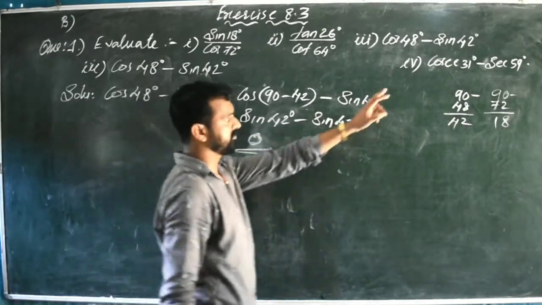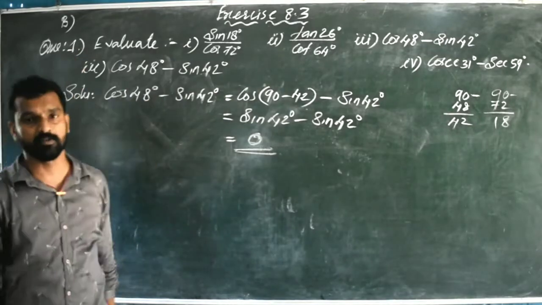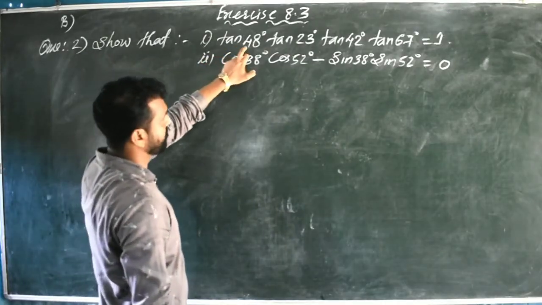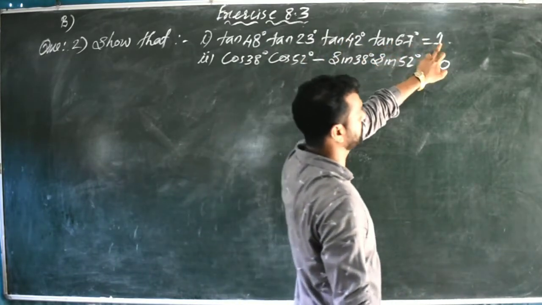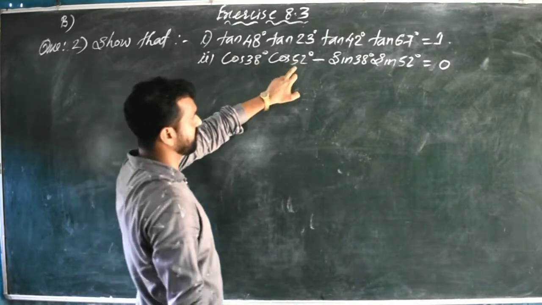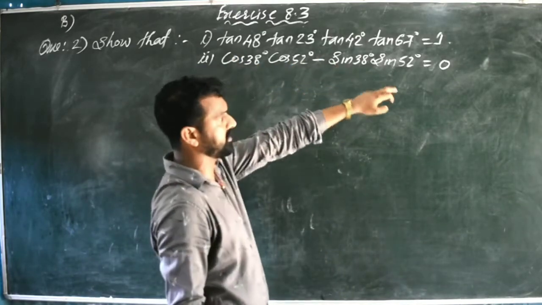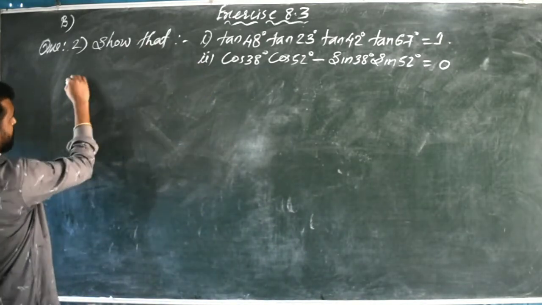In this same way, question number 4 also you do by yourself. Now question number 2. Show that tan 48 into tan 23 into tan 42 into tan 67 degree is equal to 1. Question number 2: cos 38 degree into cos 52 degree minus sin 38 degree into sin 52 degree is equal to 0. So first we will do question number 1.